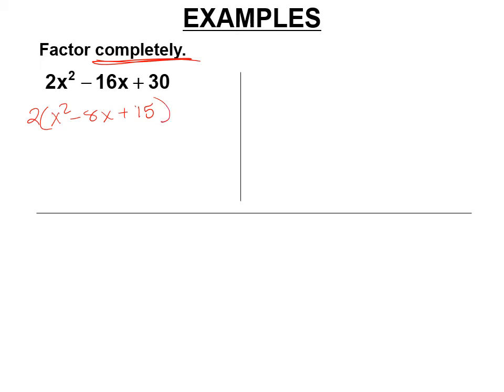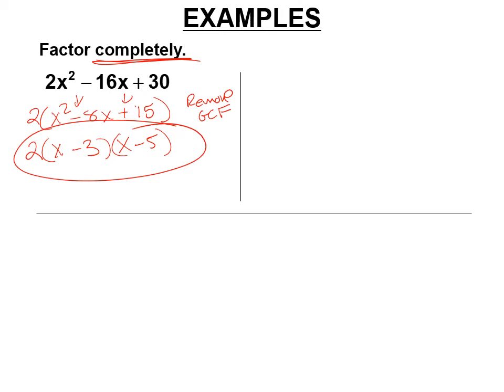All right, so we remove the greatest. So this is the step where we removed the greatest common factor. And now we bring the 2 along, don't forget it. Now we factor the rest like we have been. This is plus and this is minus, so these both have to be the same. And I think it's going to be 3 times 5 is 15, and negative 3 plus negative 5 is negative 8. And so those are the 3 factors, right? And so now we have factored completely.